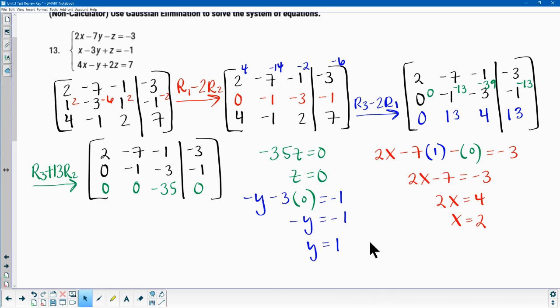And then I use both of these values to plug into my first equation, which should give me the value x equals 2. Your last step, again, is writing this as a coordinate or an ordered triplet.